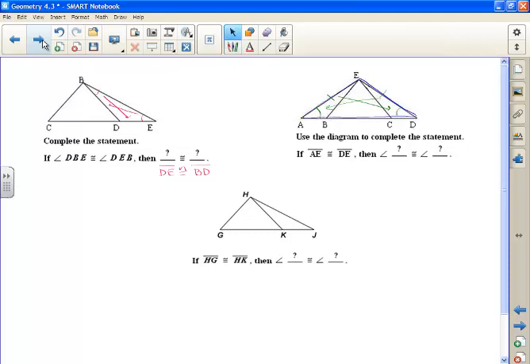Then in the last of these examples, we're told that segment HG is congruent to segment HK, and we're trying to figure out which two angles have to be congruent. So segment HG is here, and its opposite angle would be angle K. Segment HK is here, and its opposite angle would be angle G. So we're talking about this smaller triangle, triangle HGK. So if those two sides are congruent, then the base angles theorem tells me that angles G and K also have to be congruent.